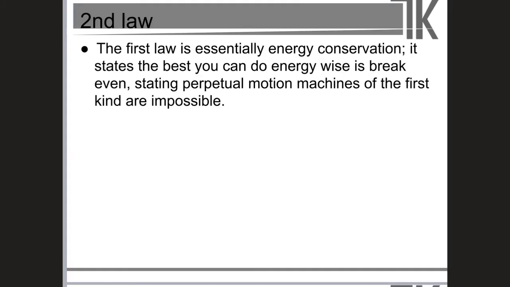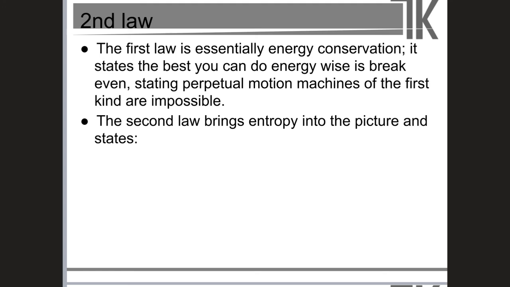So the first law of thermodynamics states energy conservation, and essentially that's like saying the best you can do energy-wise is break even. So any sort of perpetual motion machines of the first kind, you can look up, there's two different kinds, are impossible. We can't have those type of perpetual motion machines.